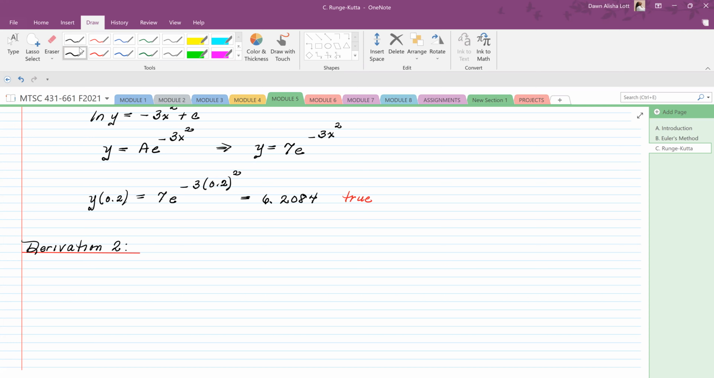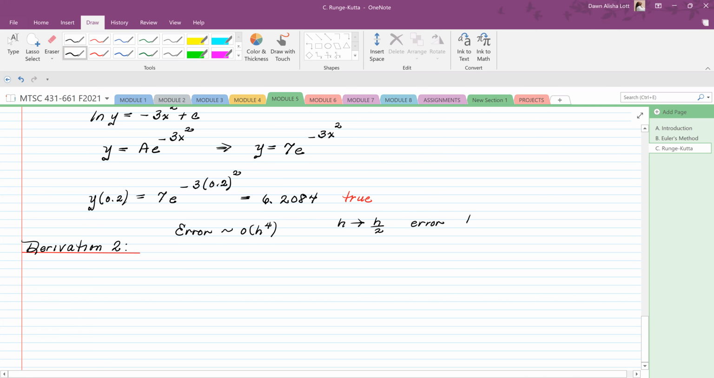Actually, let's see. So we know that the error in Runge-Kutta goes like O of h to the 4th. So therefore, if I go from h to h over 2, my error goes from h to the 4th to h to the 4th over 16. So I reduce my error by 16. Just by reducing my step size by 2, I reduce my error by 16. Okay.